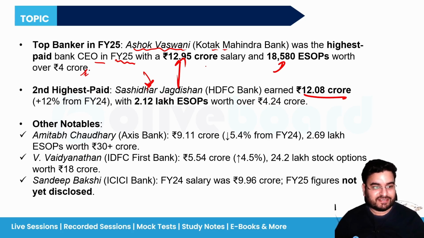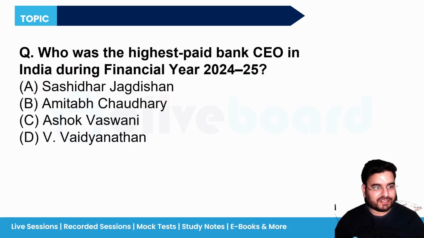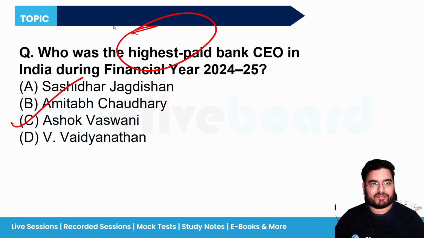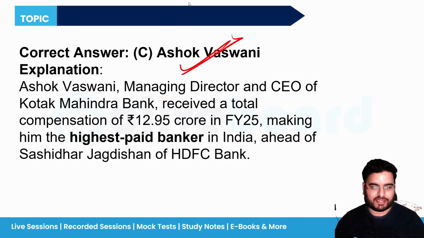So you can also get the same amount of money if you clear one of the exams. So just remember this thing. Got it? So see, the correct answer is, sorry, Ashok Vaswani, the highest paid. Okay. Please remember this thing. Ashok Vaswani from Kotak is the highest paid CEO. And Sashidhar Jagdishan from HDFC Bank has 12.08 crore. Right? Please remember this thing. So Ashok Vaswani is the correct answer.